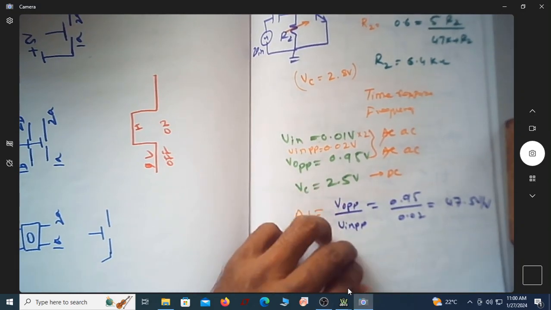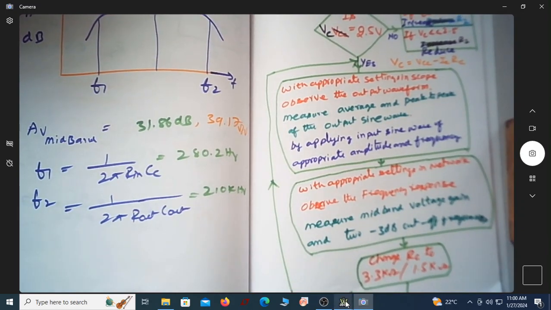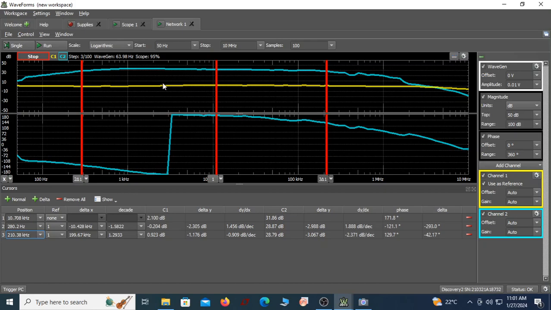That's what we have done as per the procedure, with appropriate settings in the network. You can have a look at the settings. The start frequency should be very small, the stop frequency very large, and make the amplitude appropriate, like 10 millivolt. Make the magnitude top around 50 dB, and have 3 cursors: one at the middle, that is 1 normal, and 2 delta. This is the normal one. Put 2 delta so that it is -3 dB down from this. Now these are the two cutoff frequencies, this is the midband frequency, and this is the midband gain.